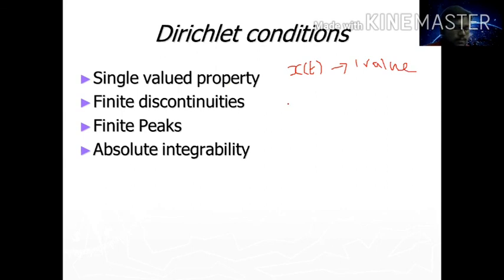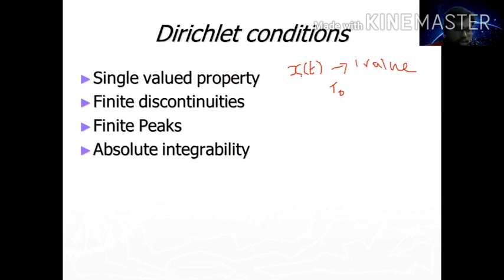X of t must have only one value at any time instant within the interval t naught. This is very, very important. So within the period, our x of t must have only one value at any time instant within the period of t naught. This is what we call the single valued property. Once again, x of t must have only one value at any time instant within this interval of t naught.